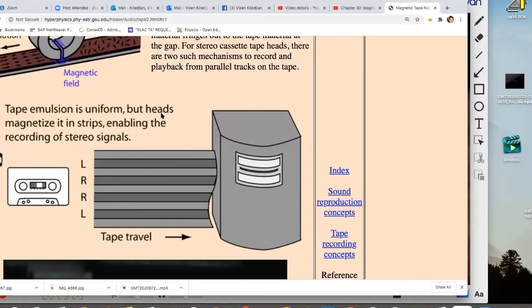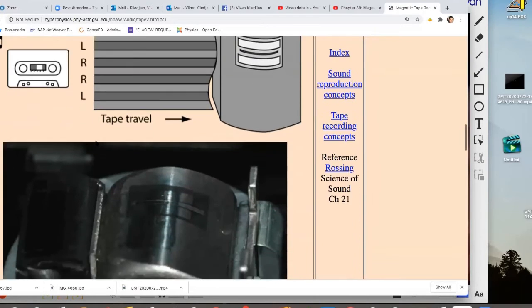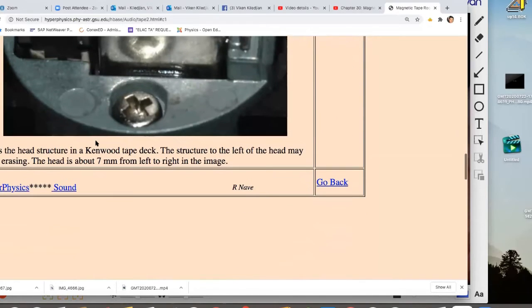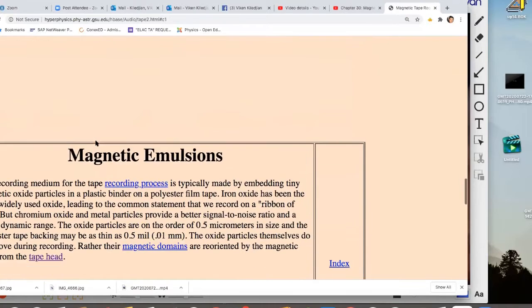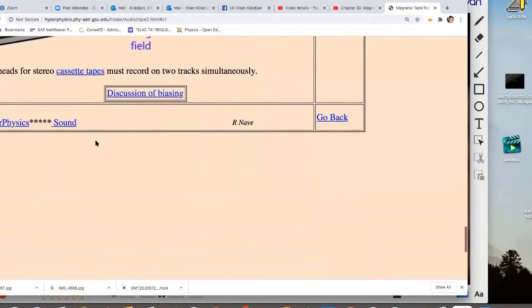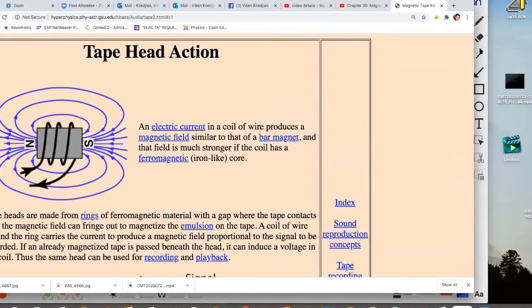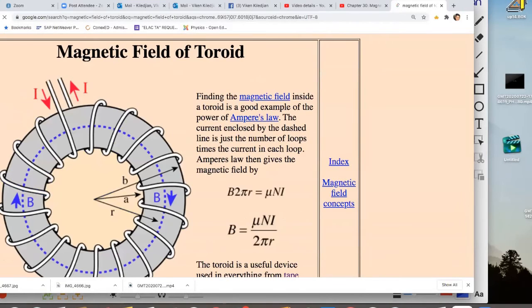Tape emulsion is uniform, but heads magnetize it in strips, enabling the recording of stereo signals. I guess they go really in depth into it, but yeah, you could read up on that. My idea is just to sort of whet your appetite, so you can see, oh, okay, this is what this could be used for, and then you could do your own investigation, get you interested in it.